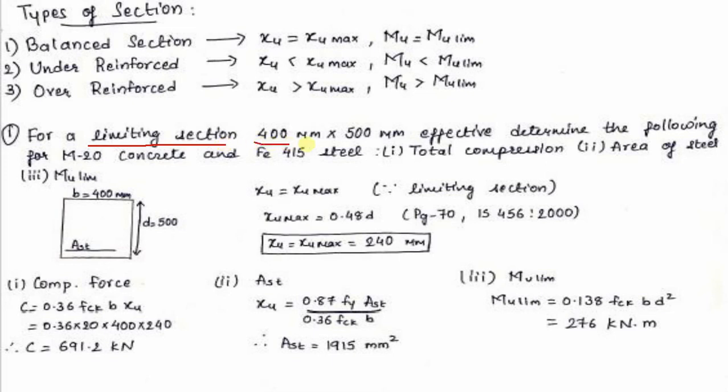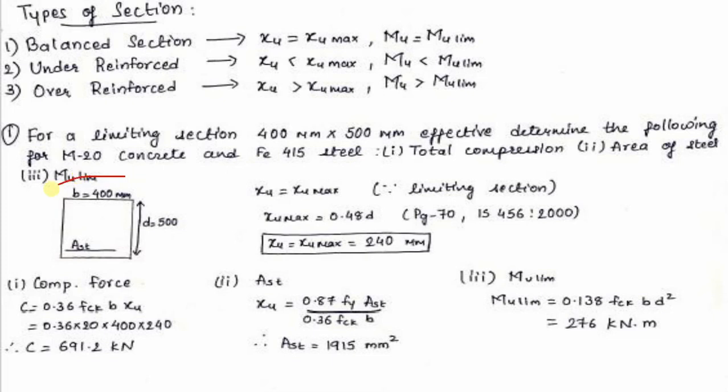The size of the beam has also been mentioned, and the depth is given as effective. That means we have been given small d. Clear? Next, we need to determine the following for M20 concrete. That means the grade of concrete is given as M20, and the grade of steel that we will be using is given as Fe415. And we need to find three things: total compression, area of steel, and Mu lim. It is better to simultaneously solve these equations and note them down in your notepad for future reference.